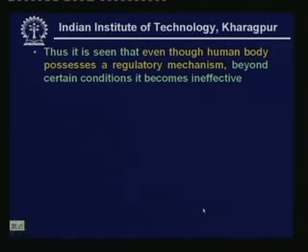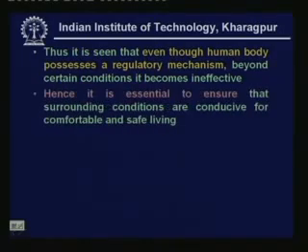Thus, it is seen that even though the human body possesses a regulatory mechanism, beyond certain conditions it becomes ineffective. Hence, it is essential to ensure that surrounding conditions are conducive for comfortable and safe living. You cannot simply rely on the thermoregulatory mechanism; it cannot take care forever. If the outside conditions are not conducive, then an air conditioning system will be required, first for comfort, and second for survival also.